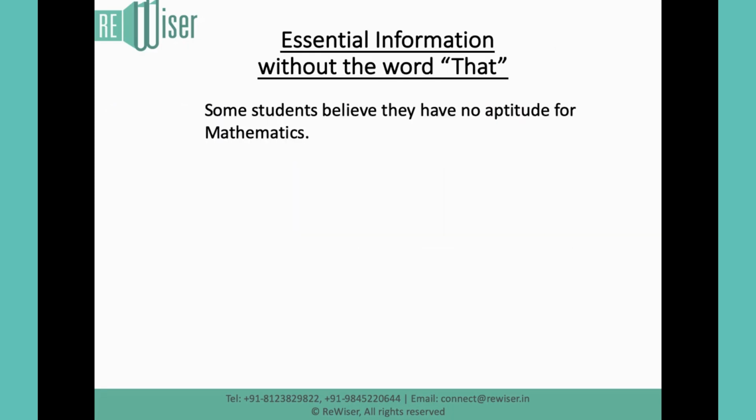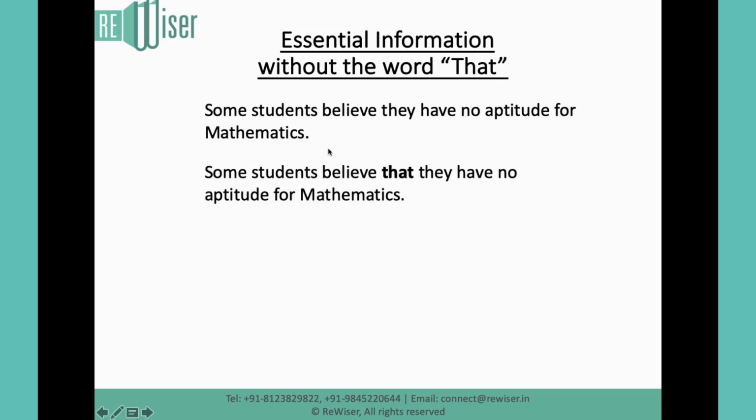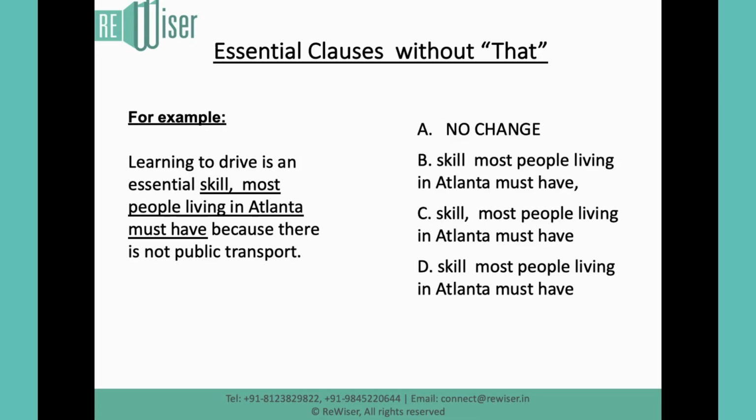Now, let me explain this with another example. Some students believe they have no aptitude for mathematics. Would you need a comma here? In your mind, you would think I can actually put the word that. Some students believe that they have no aptitude for mathematics. Would you have put a comma there? No, because we cannot have a comma precede the word that. And therefore, there shouldn't be a comma there. This is the way you've got to think. No comma over there.